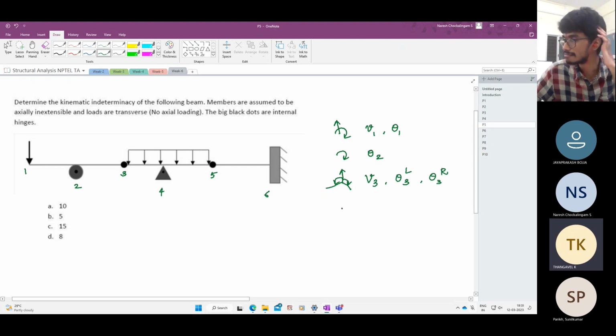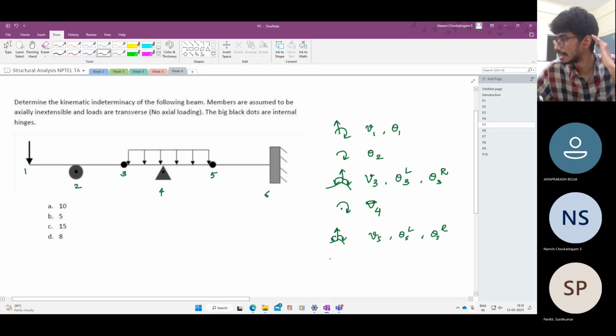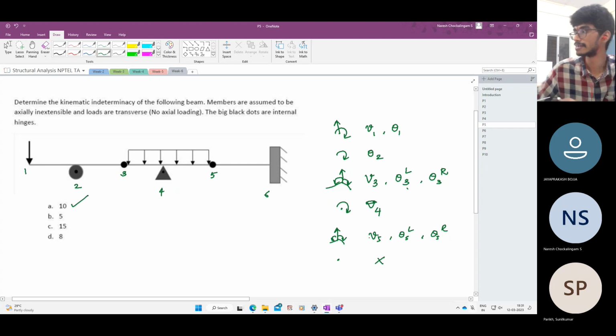And at point 4, what do we have? It cannot move vertically. It has to rotate, and the slopes have to be continuous because it is an intermediate support. So at this point, we have V4, theta 4. At point 5, same condition as 3, it can move vertically. Left side, it can have a different slope. Right side, it can have a different slope. So we have V5, theta 5 left and theta 5 right. And at the fixed support, we don't have any degree of freedom. So how many have we got totally? 1, 2, 3, 4, 5, 6, 7, 8, 9, 10. So the answer is option A, 10.